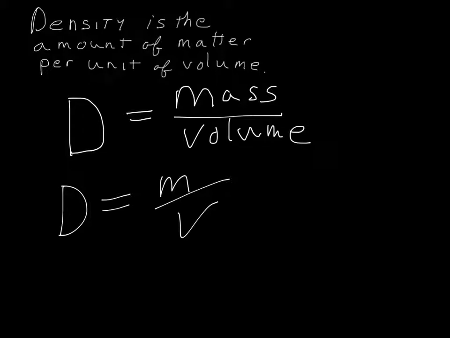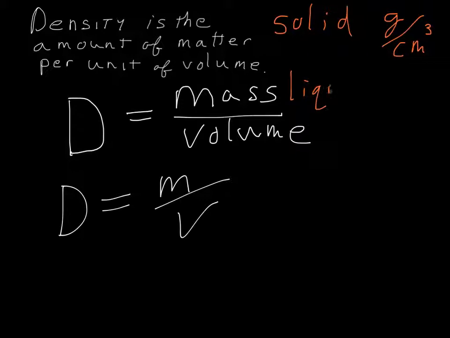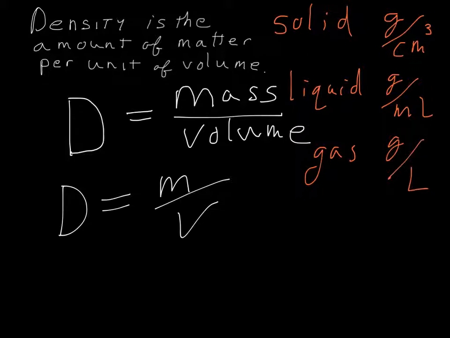Density is a physical property of a substance. The units for density depend upon the state of the substance. Things in the solid state usually express their density in units of grams per cubic centimeter. Things in the liquid state express their density in grams per milliliter. Things in the gas phase, grams per liter.